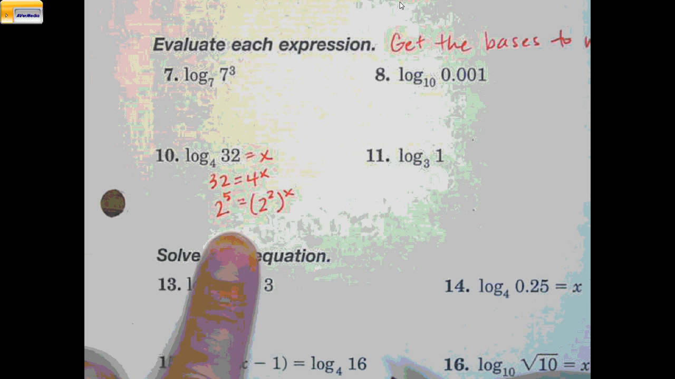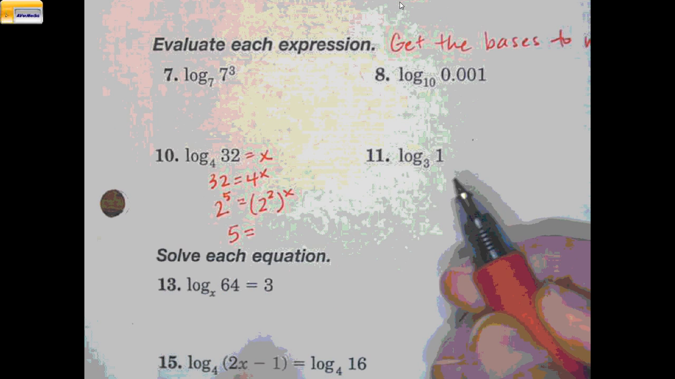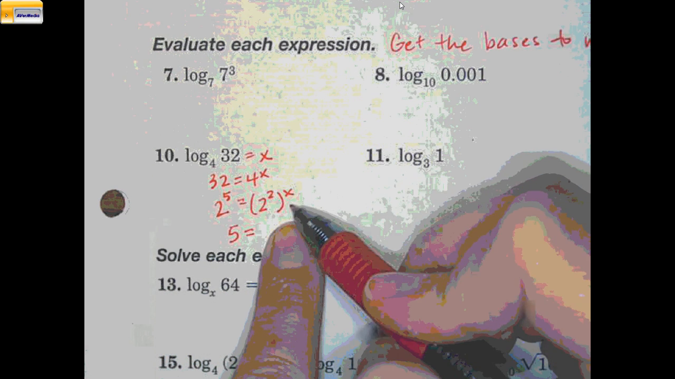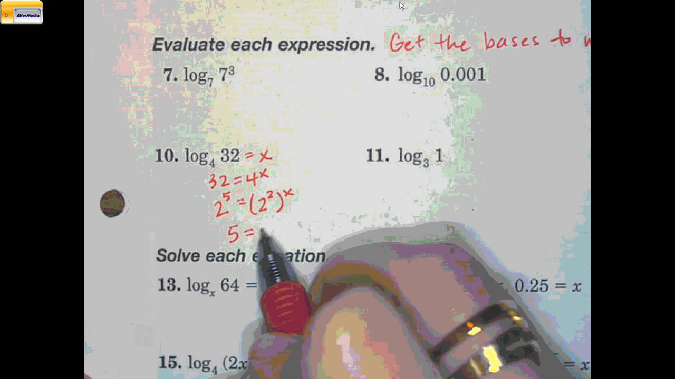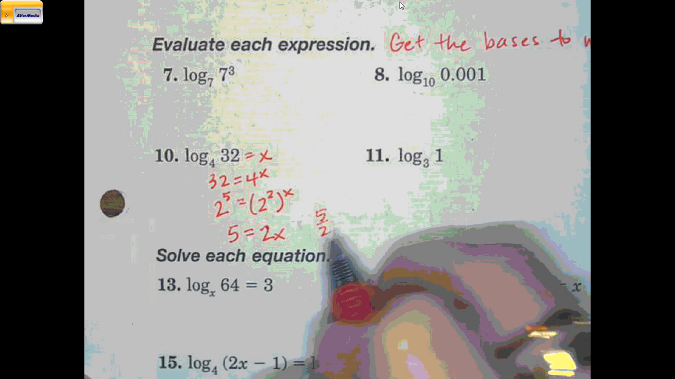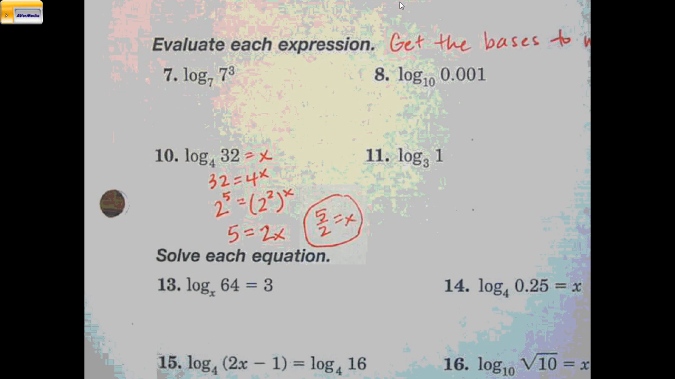Your bases now match, so you can set your exponents equal to each other. On the left-hand side, I have a 5. On the right-hand side, what do you do when you have a power raised to another power? You multiply them, so that's 2x. So for this problem, 5 halves equals x. That one would be harder to get to. You have to get those bases to match. Everybody okay?